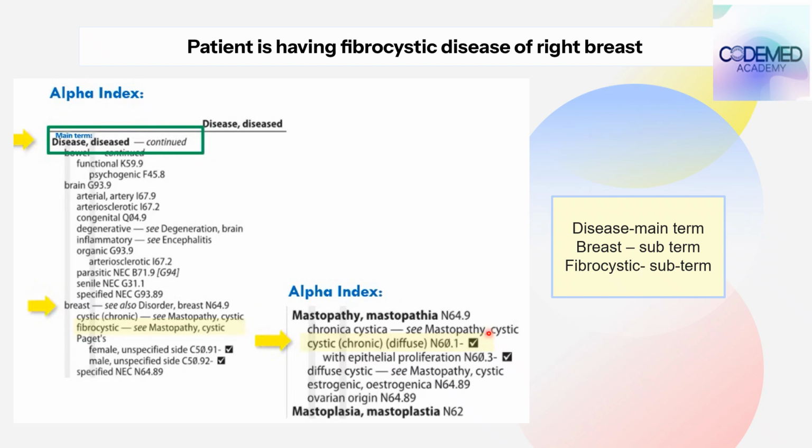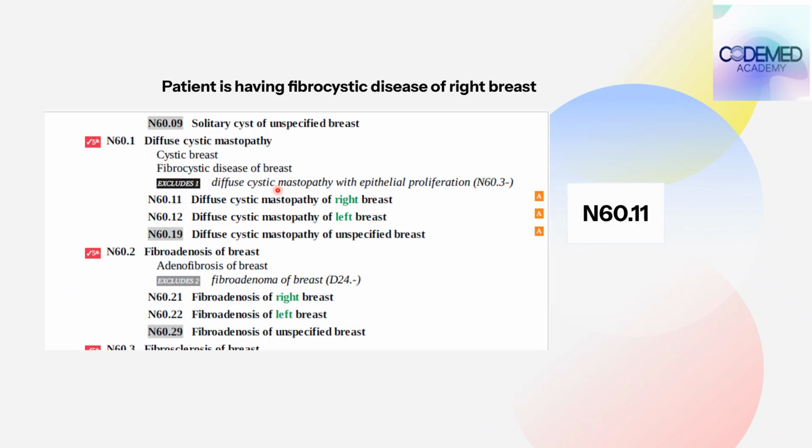N60.1. So many a time the alphabetical index will guide you to another term, and in front of that you will find a code. So what is the next step? We pick up that code and we come to the tabular list, which is arranged in alphanumerical order, N60.1, and which is saying fibrocystic disease of the breast.